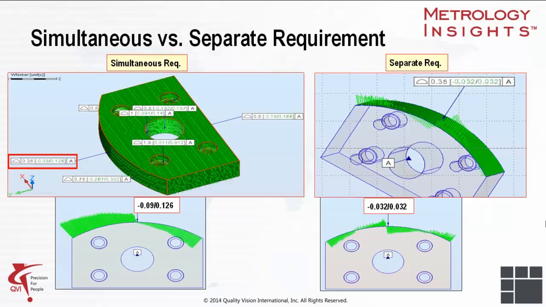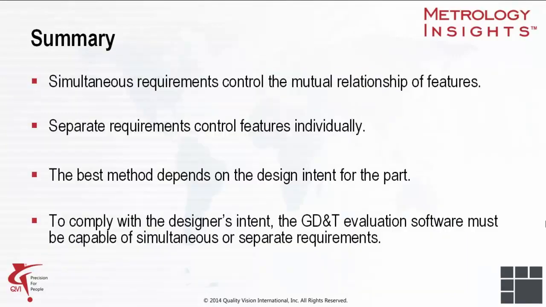Let's look at one final example to illustrate the difference between simultaneous and separate requirements. Here we see a part with profile tolerances applied to several features. Again, the deviations of the 0.35 profile to A are larger when evaluated simultaneously than when evaluated separately.